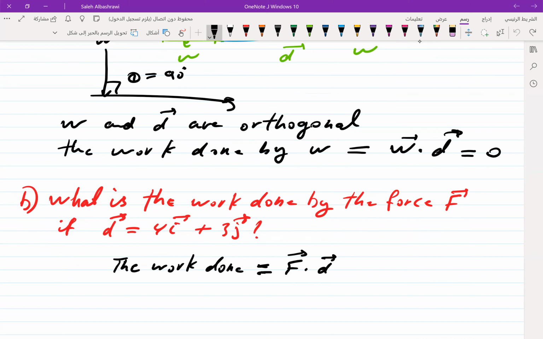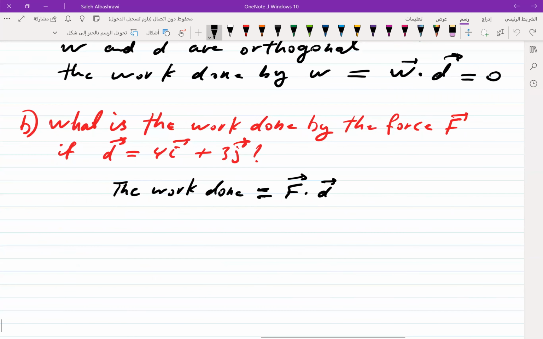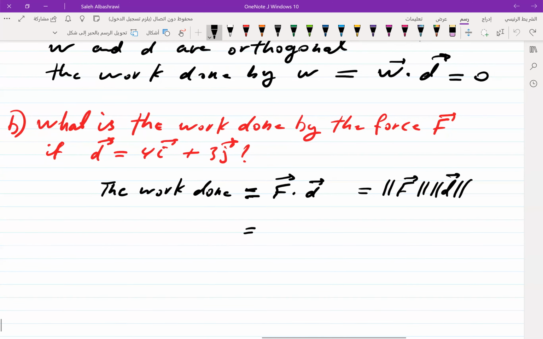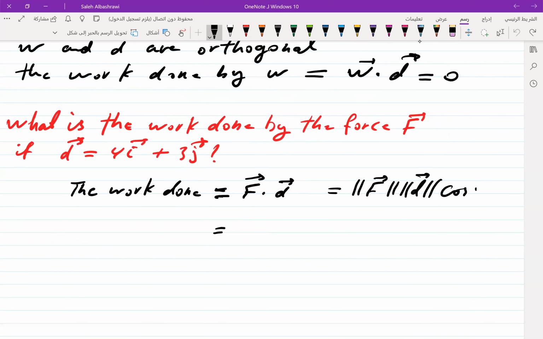So I have two ways to find the vector F. Either I will find the unit vector of D and then multiply it by the magnitude of F, or we can use the other notation for the dot product. We know that the dot product is equal to the magnitude of F multiplied by the magnitude of D multiplied by cosine theta.